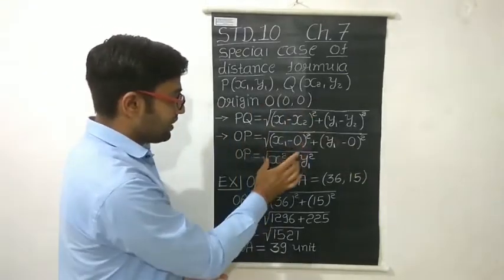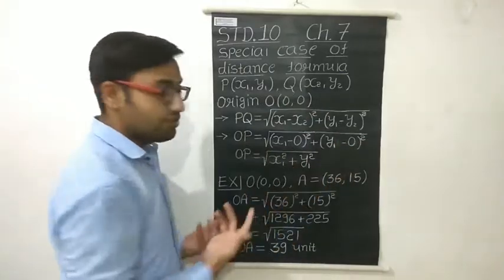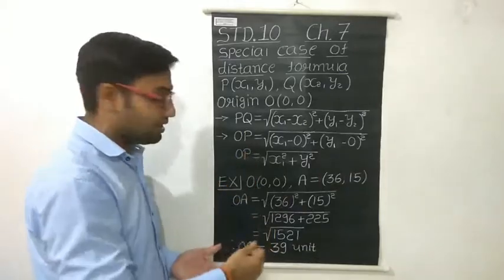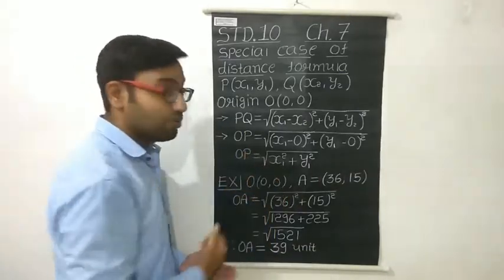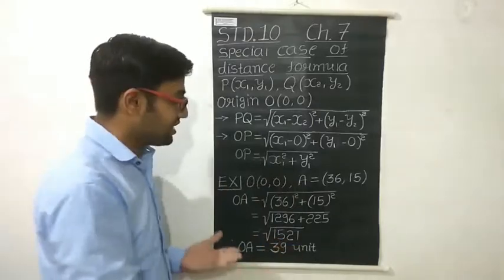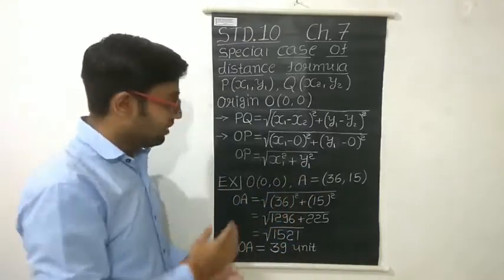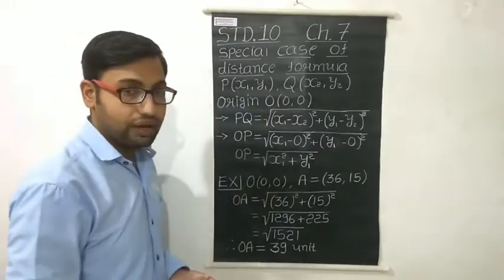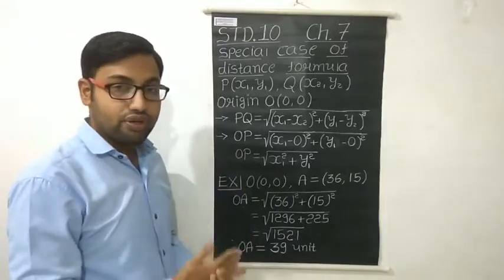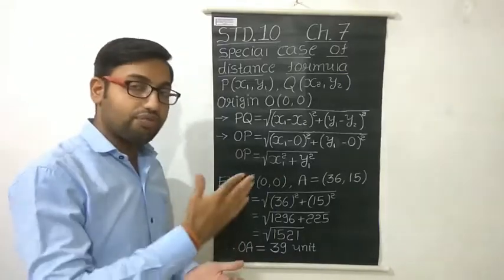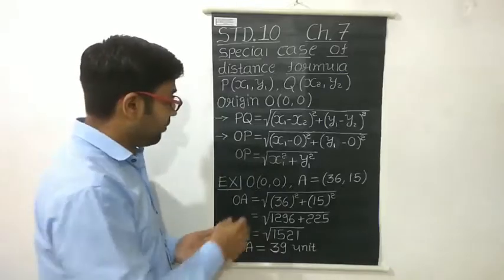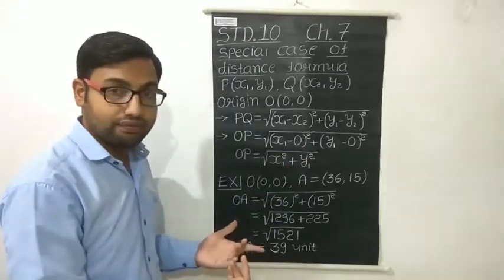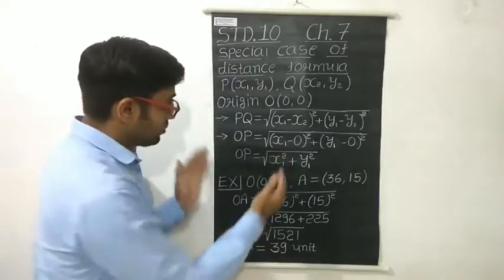So what will happen? (x1 minus 0) is x1 square and (y1 minus 0) is y1 square. So this is the distance we get of the point P from the origin, that is OP is equal to the square root of x1 square plus y1 square. Because there is a (0, 0) coordinate of the origin, we get this formula. So this is the special case of the distance formula. So whenever we want to find the distance of any point from the origin, what we have to do? We have to put the square root of x coordinate square plus y coordinate square. Then we have to simplify it. Okay, so this is the special case.